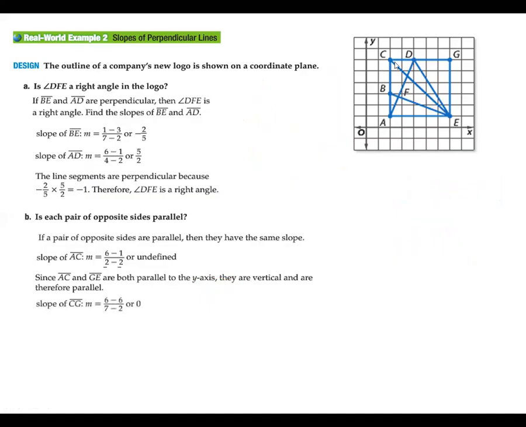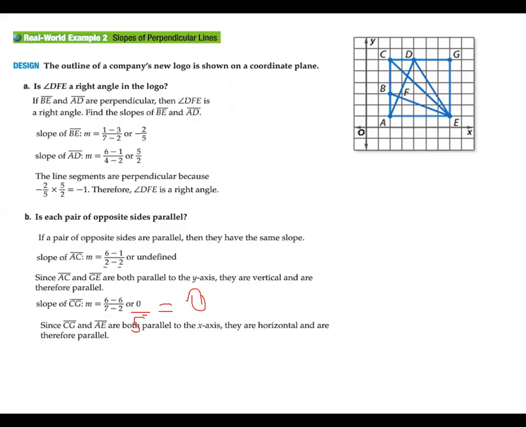The slope of CG, this line, you could tell it's horizontal, so you should end up with a slope of 0. And if you get the 2 points, (2, 6) and (7, 6), when you subtract, you would get 0 over 5, which is 0, so the slope is 0. And then GC and AE are both parallel to the x-axis. They are horizontal and therefore parallel.